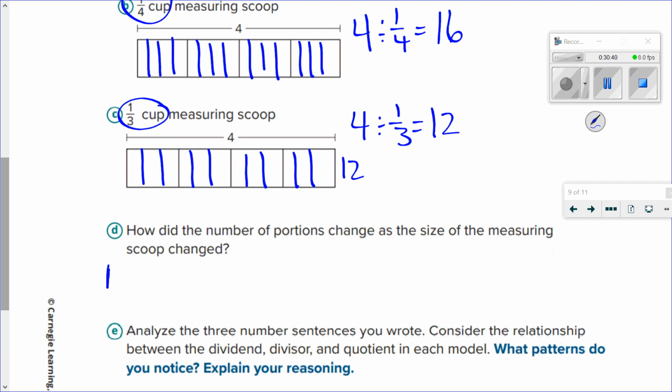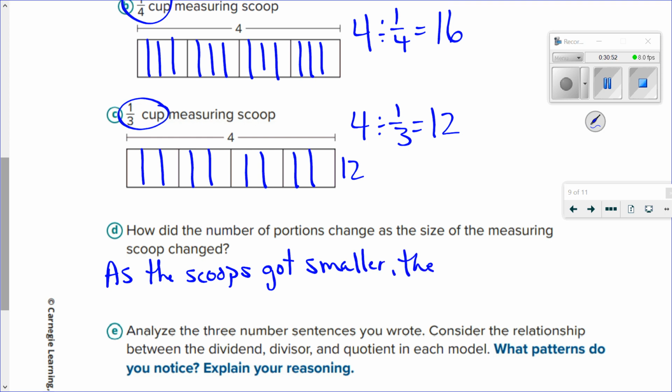So, as the scoops got smaller, the portions got bigger.